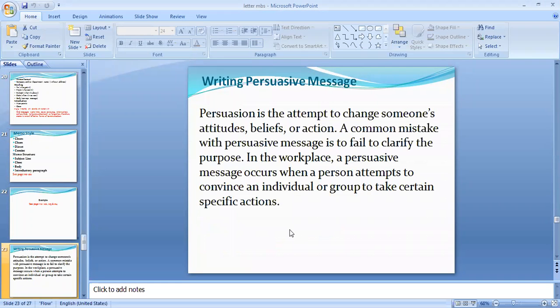Okay. Writing persuasive messages. Now we have come to a new topic. Before we were on negative messages in the previous class. Today we did memo just now, and then let's go to persuasive message. Our chapter was writing letters: instant message letters, persuasive message, negative message and positive message. Now we have come to writing persuasive message. So what is a persuasive message? Persuasion.